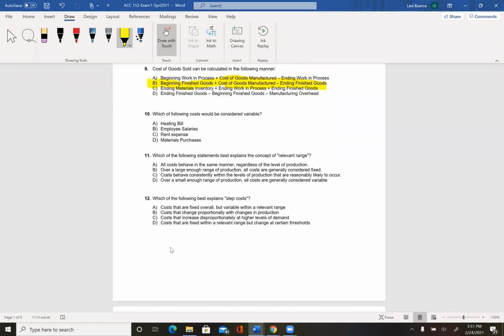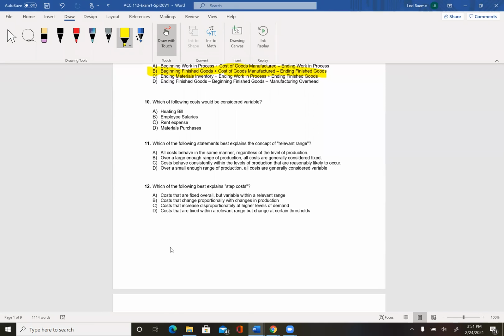10, which of the following costs can be considered variable? That's going to be A, heating bill. So it's variable because it can change from time to time, where employee salaries, they're always going to mostly stay the same for the most part. Same with rent expense and material purchases.